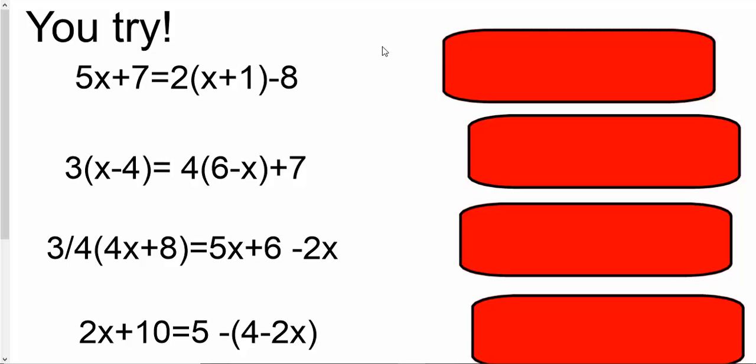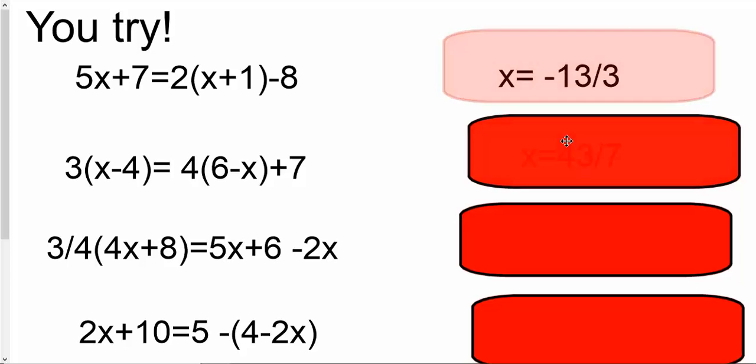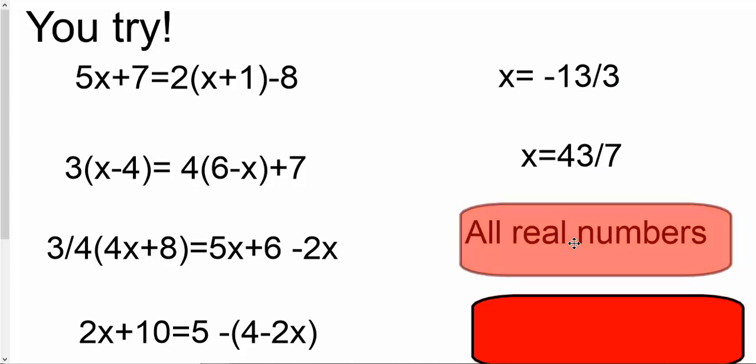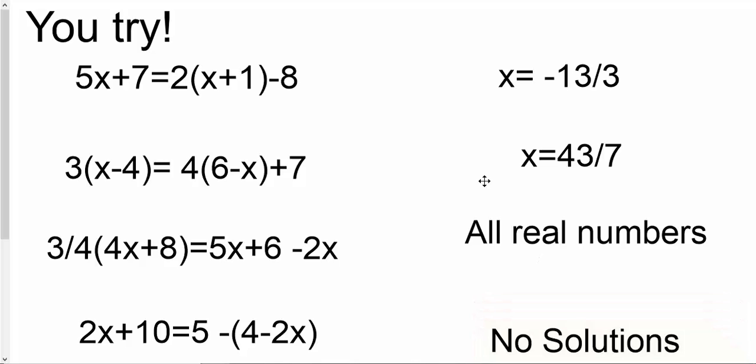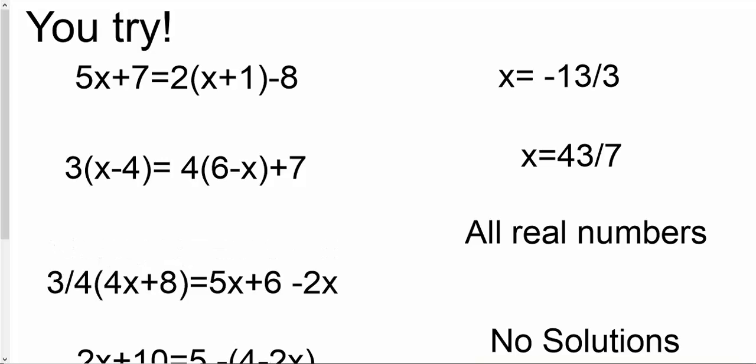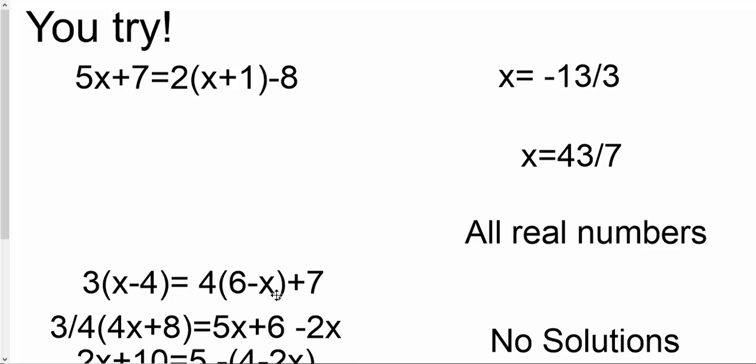All right, so I got the following for my answers. I got negative 13 over 3, 43 over 7, all real numbers, and no solution. If you got these answers, fast forward to the next slide, or just fast forward until a problem you got wrong. Let's go over them. I'm going to move these down just a bit so that way I have room to solve my problem.